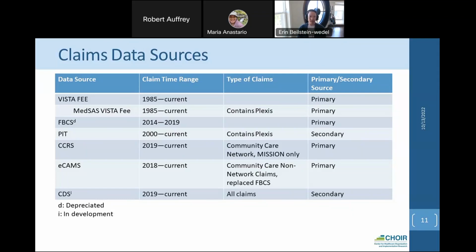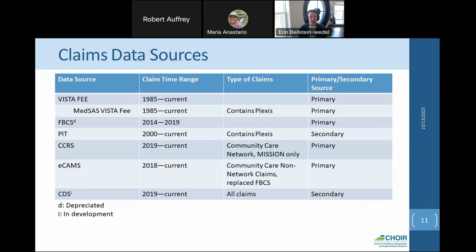And then we've recently noticed that, for example, MedSAS, if you use the MedSAS Vista fee tables, contain claims from the Plexus system. But, for example, fee does not contain those, and nor does CCRS or eCAMS. But PIT does also contain the Plexus claims. So if you know what Plexus claims are and you really want to use them, or you really want to be thorough in counting everything, then you probably want to check off PIT and MedSAS on your DART.